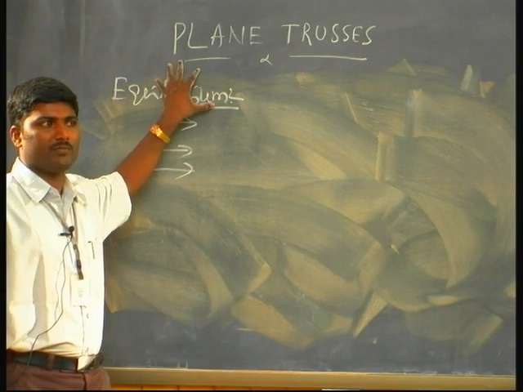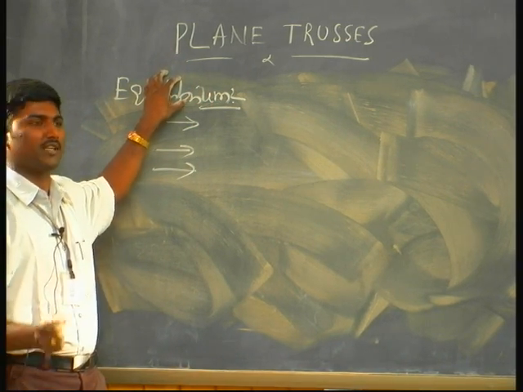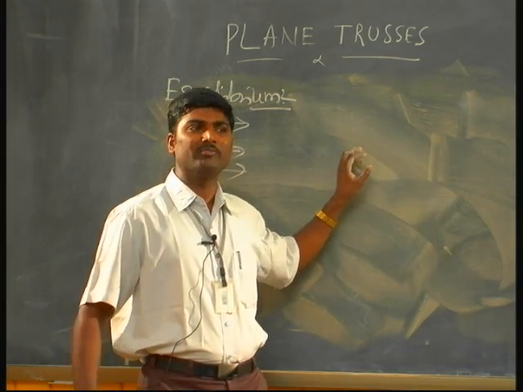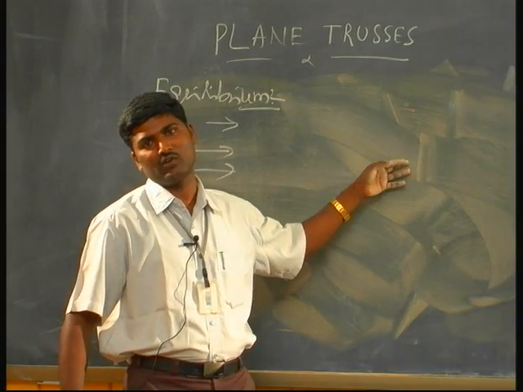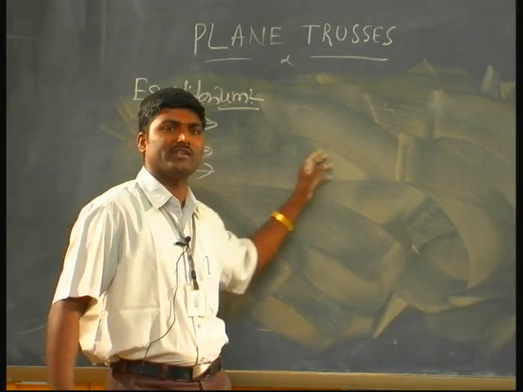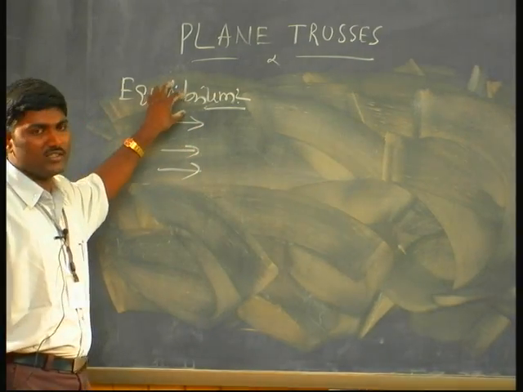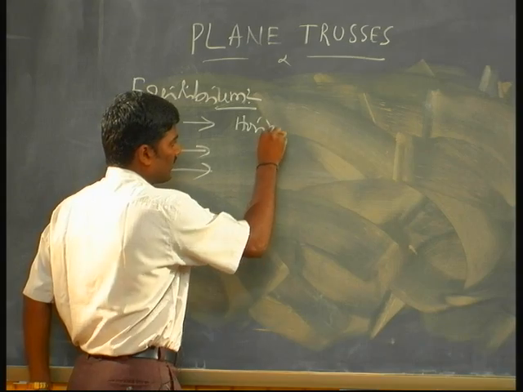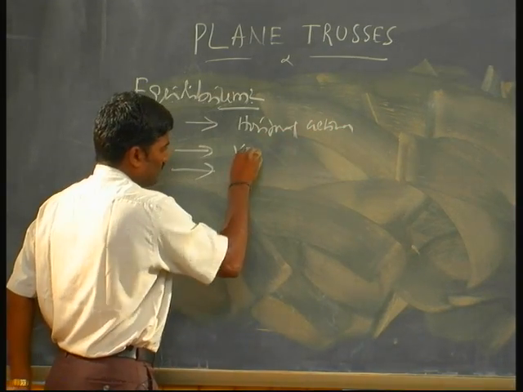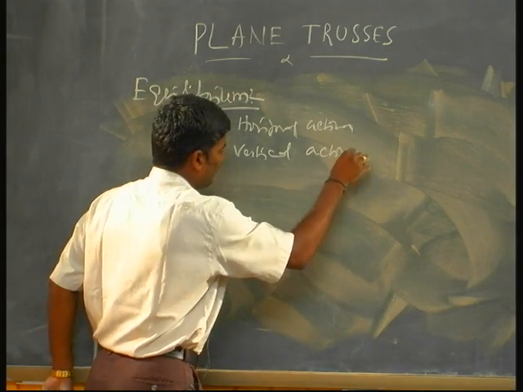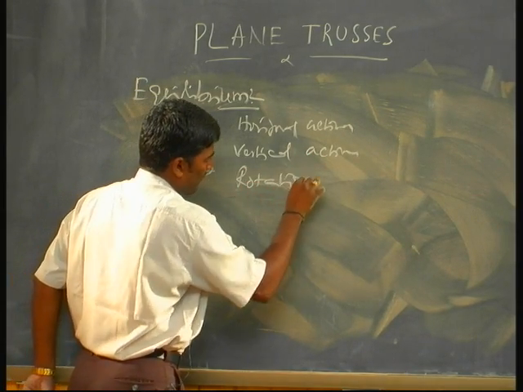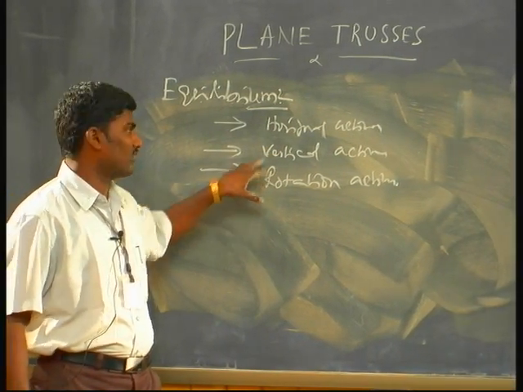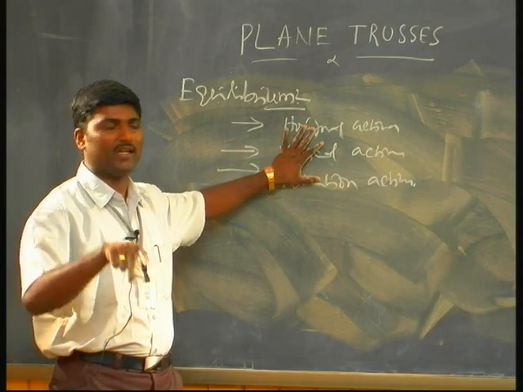If you want to keep a body in complete equilibrium, this equilibrium concept was developed prior to BC, somewhere around 720 BC, by Archimedes. This concept will deal with three basic actions: horizontal action, vertical action, and rotation action. These three are the actions which will trouble the member in its equilibrium.